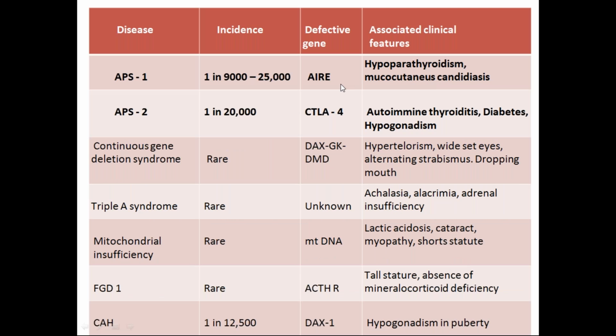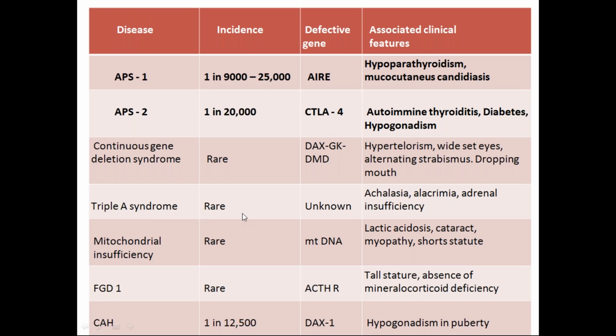Other causes include APS1, autoimmune polyendocrine syndrome 1, and autoimmune polyendocrine syndrome 2. APS1 is seen mainly in children, and APS2 is seen in adults. APS1 is seen in 1 in 9,000, and APS2 in 1 in 20,000. It includes hypoparathyroidism, mucocutaneous candidiasis, and other autoimmune disorders. So multiple endocrine glands are involved due to autoimmunity: autoimmune thyroiditis, diabetes, hypogonadism, and adrenal insufficiency. These are the causes of these adrenal insufficiency syndromes.